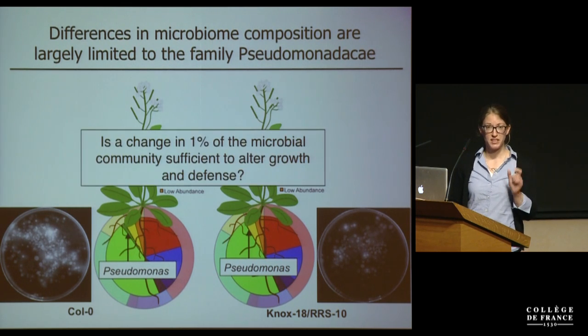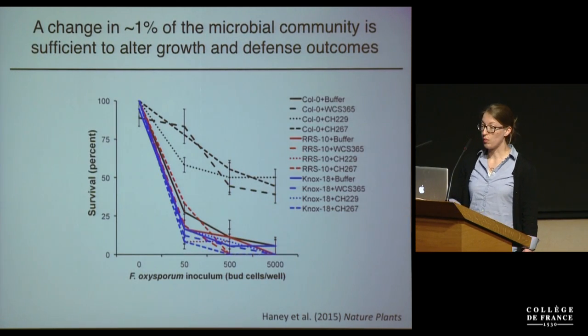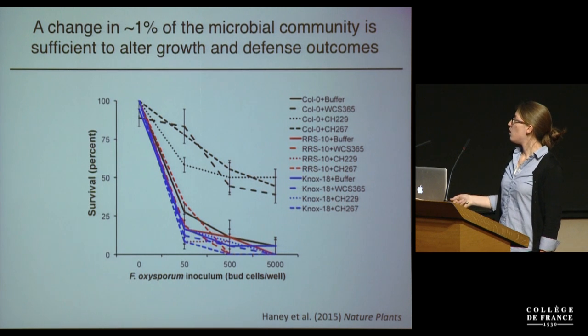So is this very small change in community structure sufficient to actually cause differences in plant health? And so we have a number of assays that we can use to look at that. I'm just going to show you one example. But in fact, it is. So this is an assay looking at plant survival in response to challenge by a fungal pathogen.